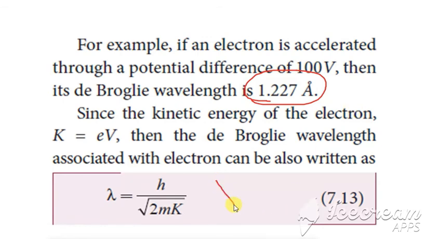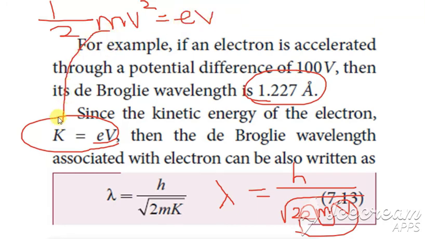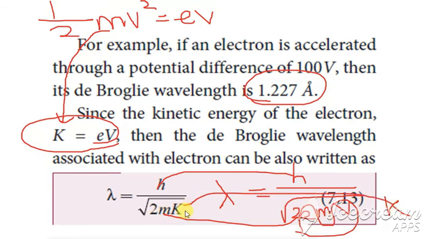Next, taking the same earlier equation, h divided by the root of 2meV. In this, instead of eV, we write K, because that is the kinetic energy. The first step we wrote was half mv square is equal to eV, is it not? Half mv square is the kinetic energy, K. So if we write K instead, we get h divided by the root of 2mK. Clear? So this gives one more formula for the de Broglie wavelength of electrons. Clear with this? Thank you.